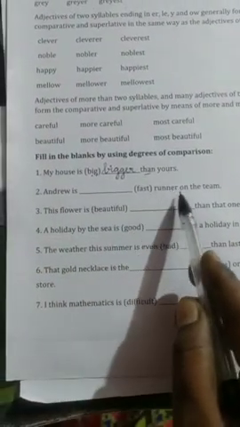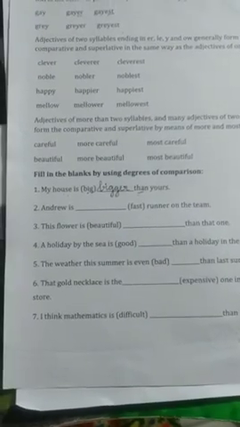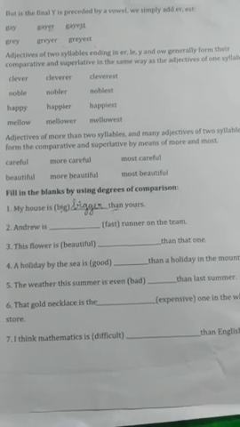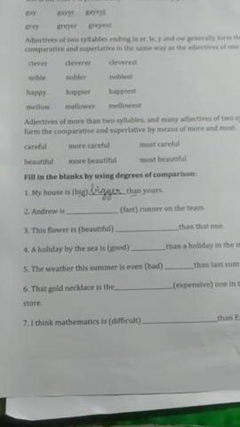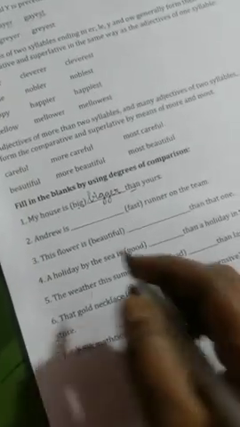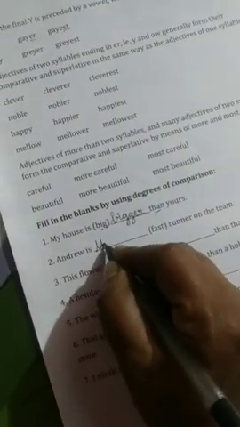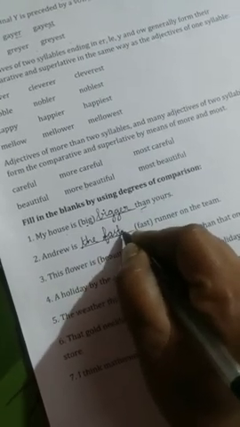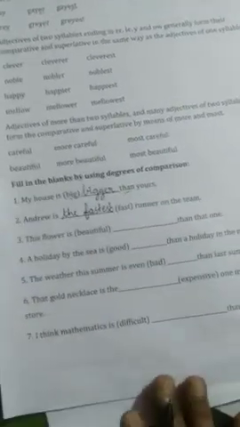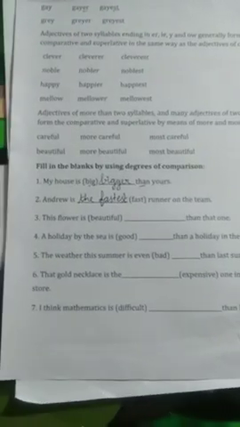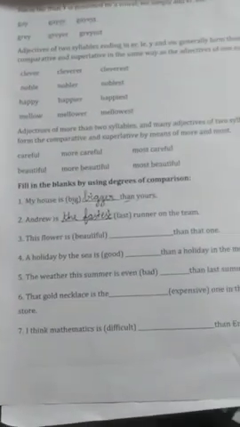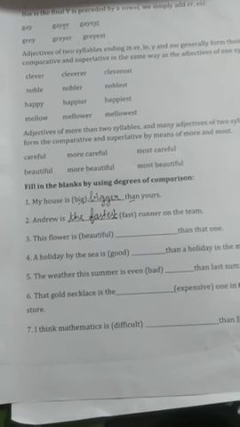Okay, see, Andrew is dash fast runner on the team. They are comparing one among the full team. So what is this? Yeah, superlative. Superlative means what should you add before the adjective? Yeah, T-H-E, the fastest, F-A-S-T-E-S-T, fastest, the fastest.